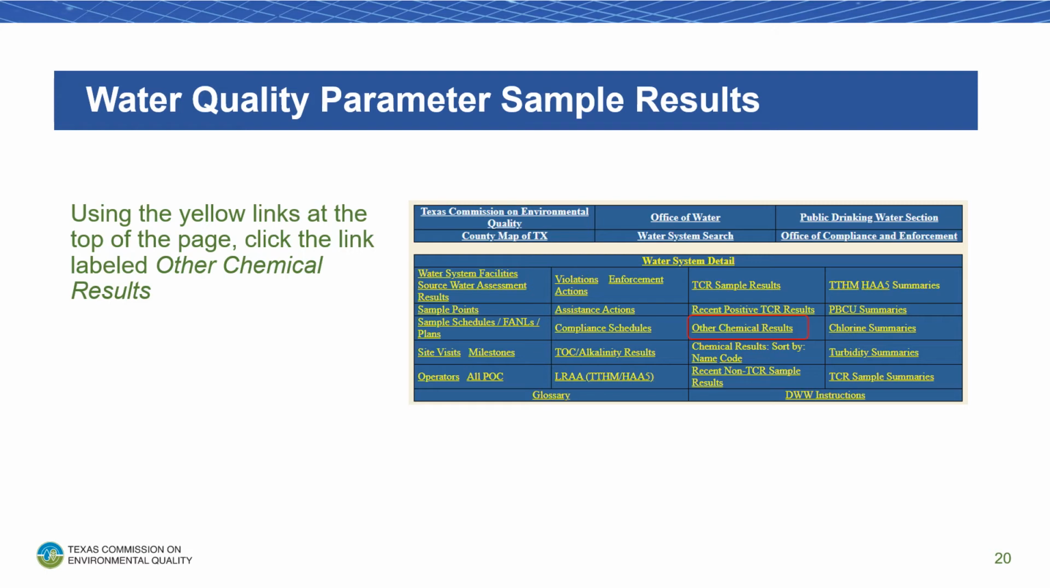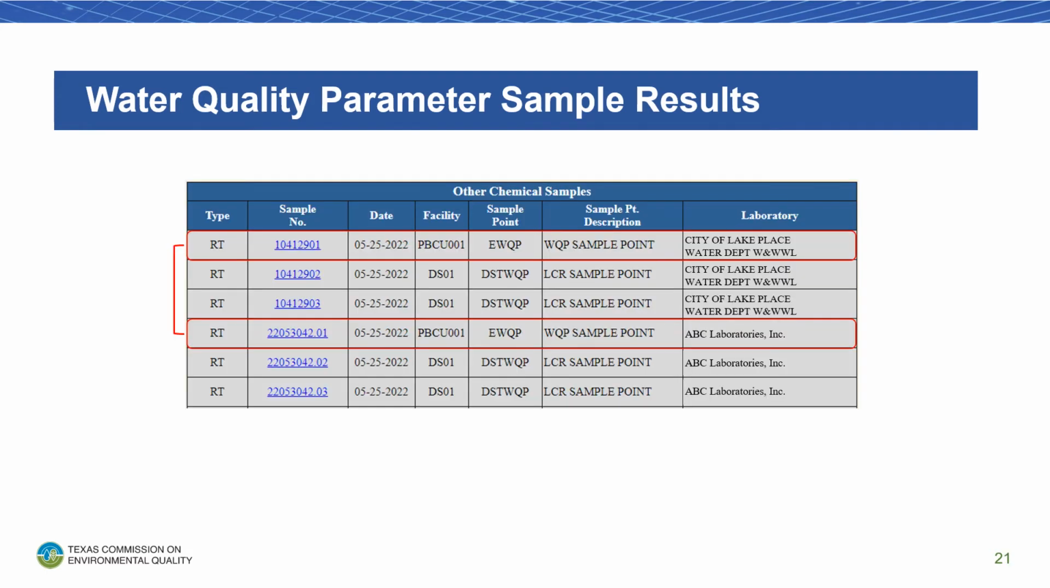past 2 years. If you need to search for a different time period, you can use the date search at the top of the table. WQP sample results can be found by looking at the column titled Sample Point Description. Each sample on this page is separated by laboratory, so if multiple laboratories were used to analyze one sample, there will be multiple entries in the table for each sample.